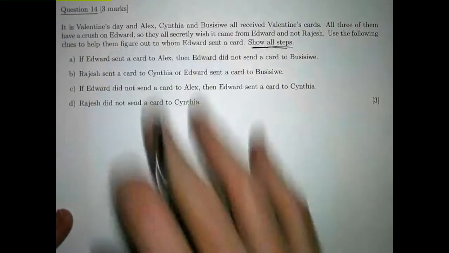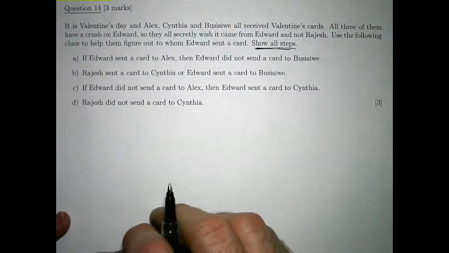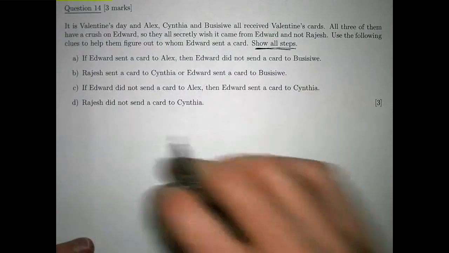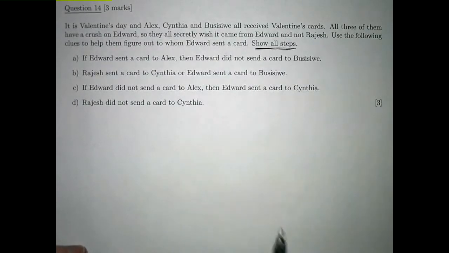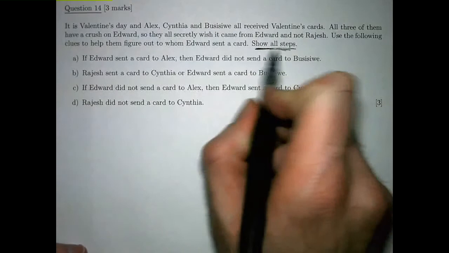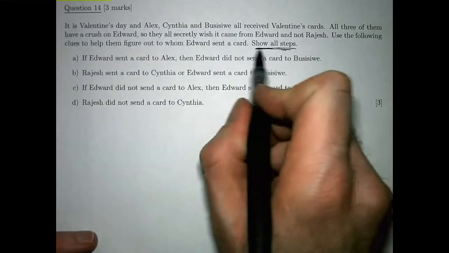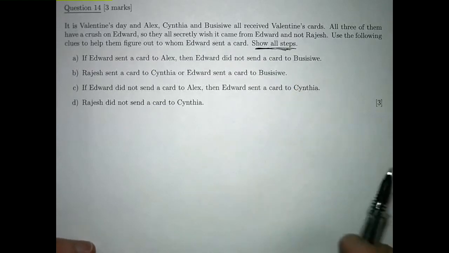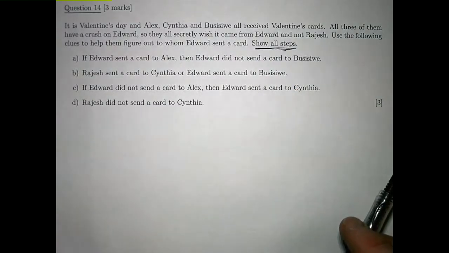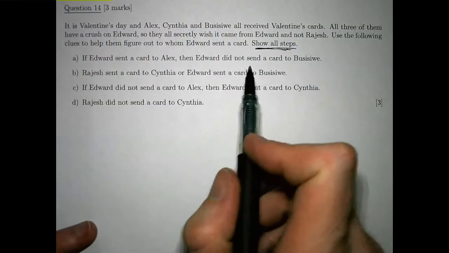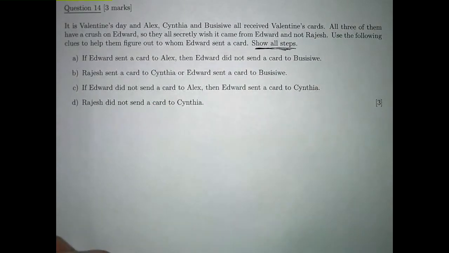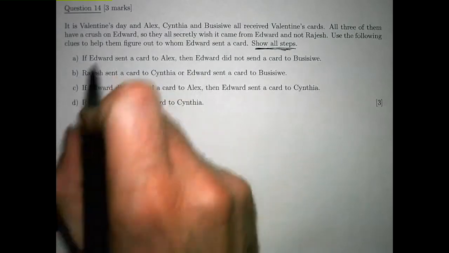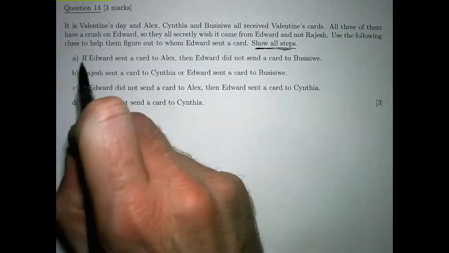Some of you did some working out and got an answer of who Edward sent a card to, and it might have been half of a right answer, but you didn't get all your marks because you didn't show all your steps. Always show all your steps. It did say on the front of the question paper, but this question in particular said show all steps, so you needed to show how you got to that answer. We're going to use logic here. We're going to assign letters to these propositions, and we're going to go through them one by one.